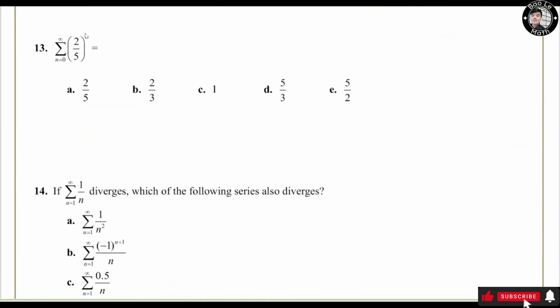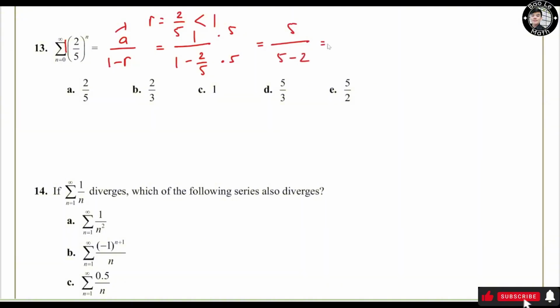Now question 13, very simple. This one is the geometric series where the common ratio equals 2 over 5, which is less than 1, right? So the series converges to a over 1 minus r. Substitute a equals 1, put 1 right here: 1 over 1 minus 2 over 5. So we're going to multiply the top and bottom by 5. So it becomes 5 over 5 minus 2, which is 5 over 3. The answer must be D.